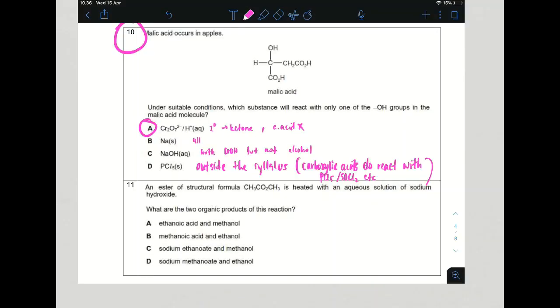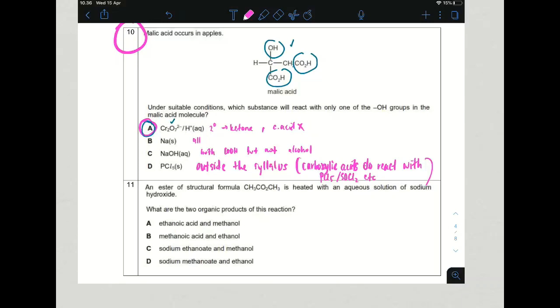Now, number 10. We will continue with question number 10. Earlier we were discussing this question. Malic acid has an alcohol group and 2 carboxylic acid groups. Under suitable conditions, which substance will react only with 1 OH group in the malic acid molecule? If you look at the first answer, dichromate, the oxidizing agent will change the secondary alcohol that you have over here to ketone. But carboxylic acid does not get oxidized. Therefore, the answer is going to be A.